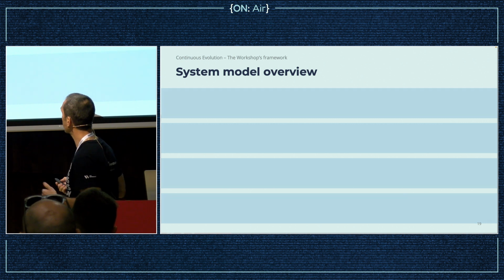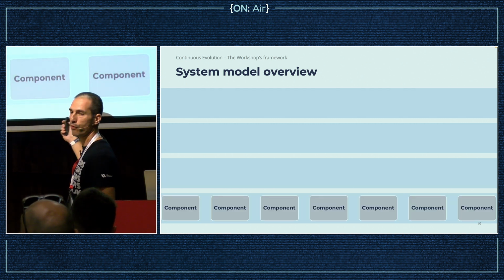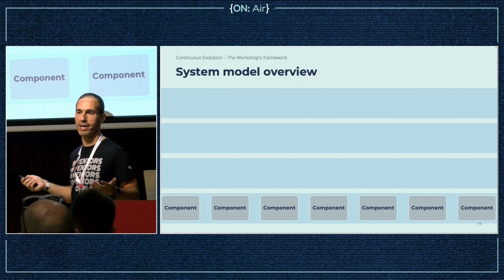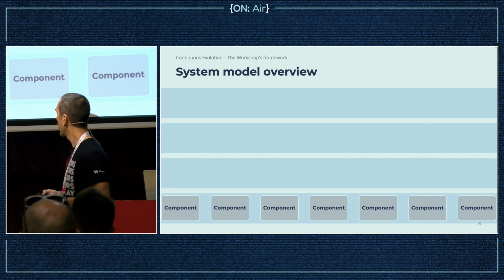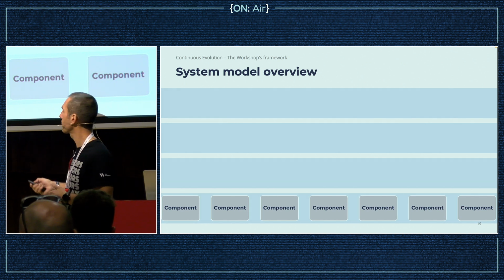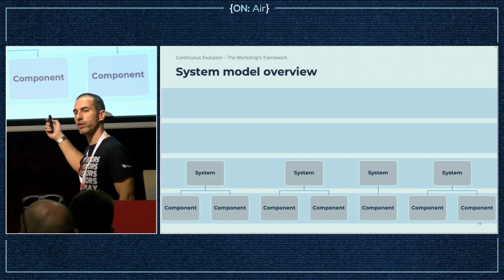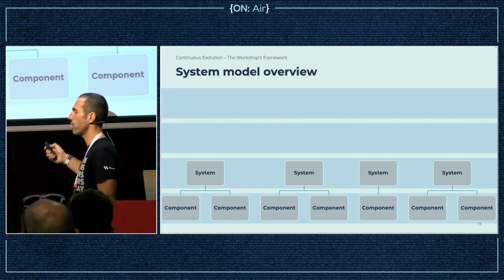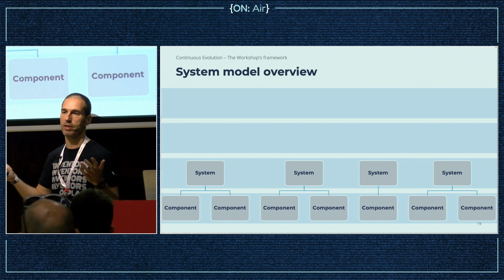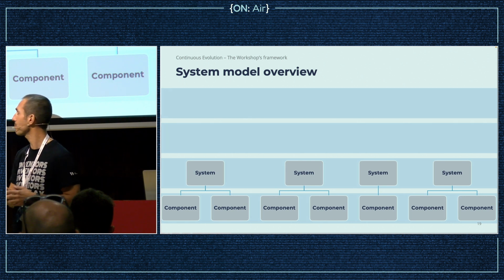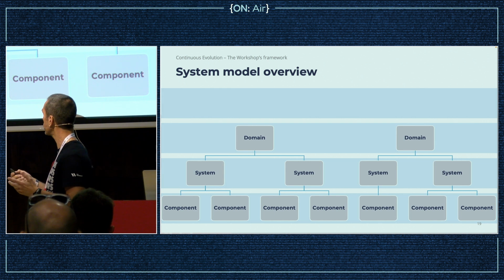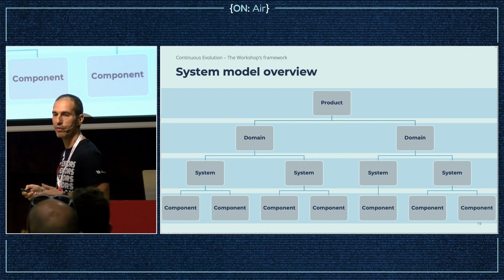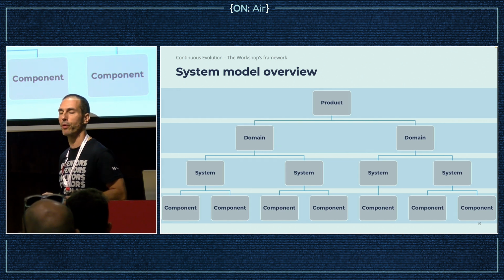So the system model, as I say, was a tree. At the bottom, we have our components, our deployable artifacts, for example, a backend Java service, and also resources, like a database. On top of components, we have systems. Systems are a collection of components that cover some functionality. On top of that, we have domain, which covers a certain business area and is a collection of systems. And finally, on top of that, we have the full product, the full feature product.